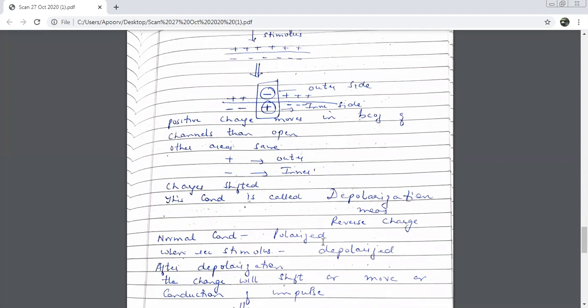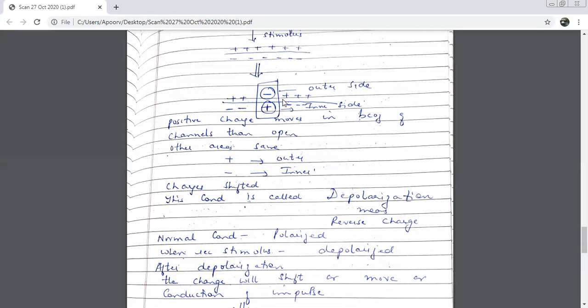This condition is called depolarization, which means reverse charge. The normal condition was polarized; when we received the stimulus, it depolarized. Now understand here: the impulse has reached the third position. The impulse will not stop here; it has to travel. So from the third position, it will go to which position? The fourth position. When it goes to the fourth position, depolarization will happen there. This positive will go inside, this negative will come up.